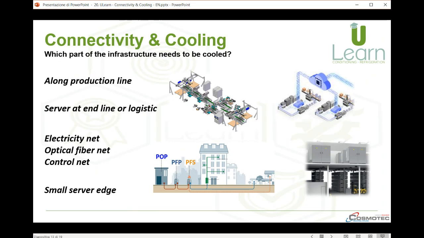The air conditioner will be installed on the electrical enclosure along the production assembly line, or at the end of the line, or in support of internal or external logistics of the company. The air conditioner will be installed on the outdoor cabinet where the heat load is present, but which cabinet? For example, for distribution of electricity, smart grid, optical fiber net, or monitoring control net, for example, car monitoring. At the end, they find application for the cooling of the server rack for edge computing.